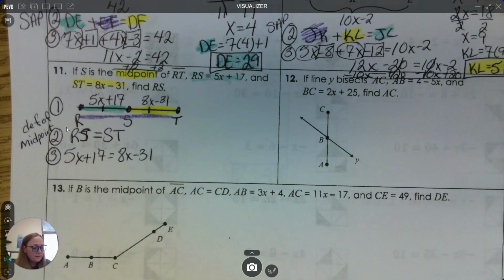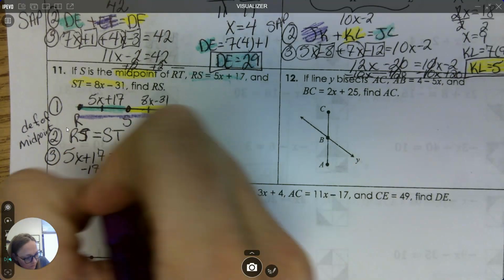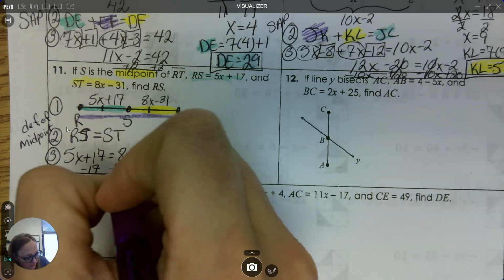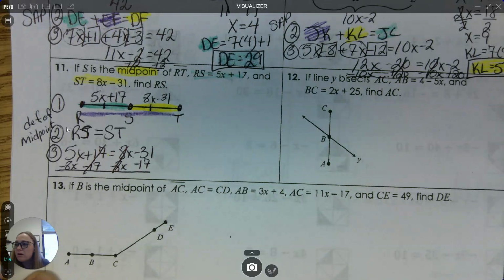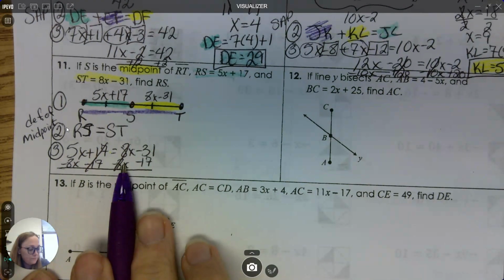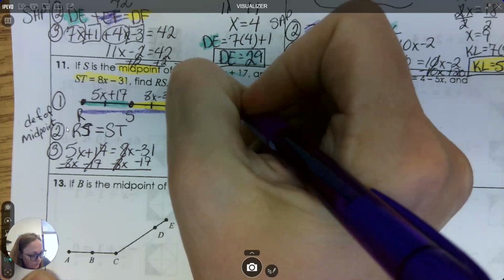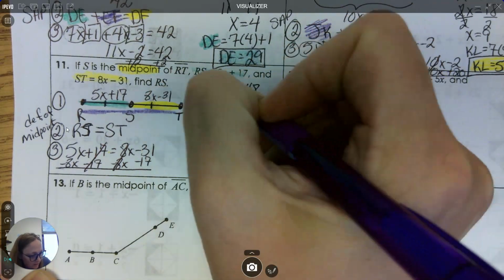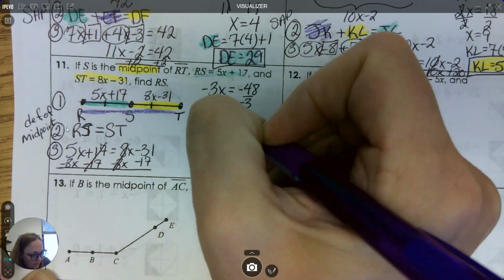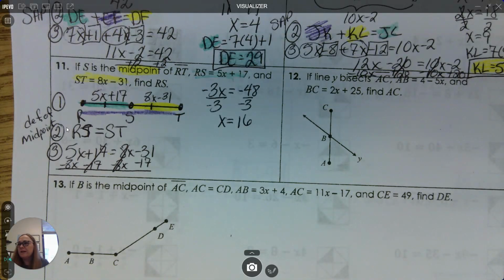Okay, my goal: get letters on the left, numbers on the right. So I will subtract 17, keep numbers with numbers, letters with letters. Subtract 8x. Cross out the ones that are opposite signs. And I get negative 3x equals negative 48. Divide both sides by negative 3. And I get positive 16 is my x.